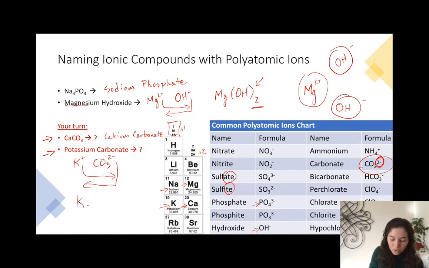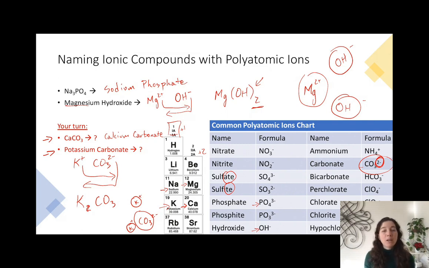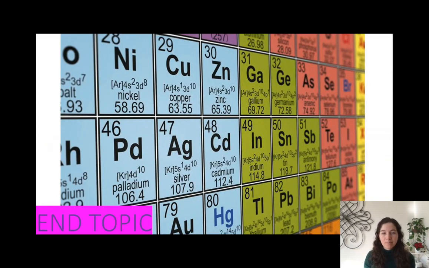We find out that we need 2 of our positive potassiums in order to cancel out the charge of our single carbonate polyatomic ion. So there will be 1 carbonate with a 2- charge, and it will be associated with 2 potassiums in solution. Okay, so that's how we use polyatomic ions in naming. So that's the end of topic 2. Let me know if you have any questions.